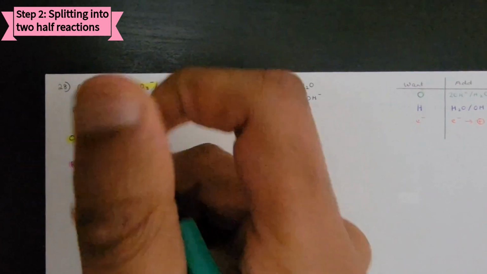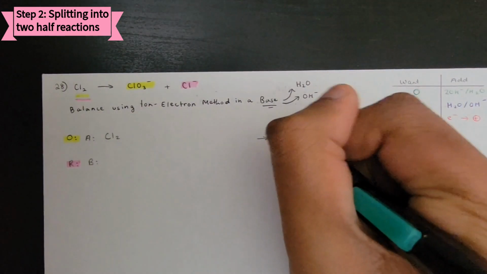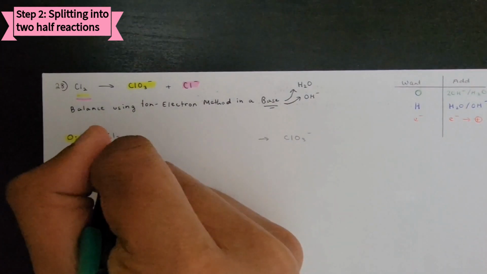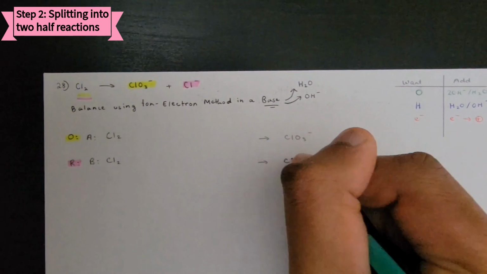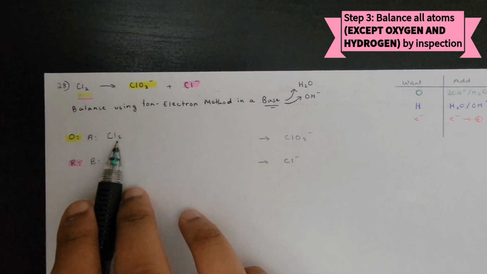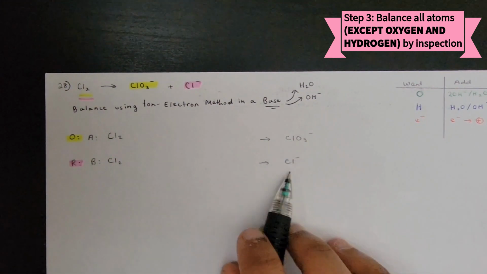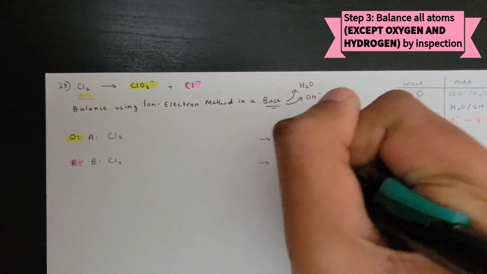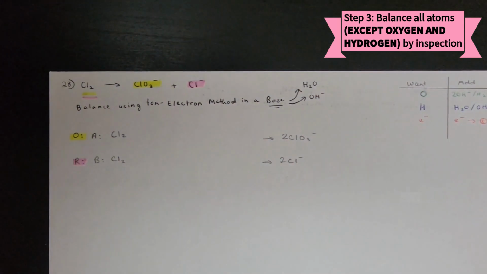Now let's write half reaction A, which is Cl2 on the left side, leave some space, arrow, and ClO3 minus on the right side. Now let's write reaction B, which is Cl2 on the left side, some space, an arrow, and Cl minus on the right side. We now have to balance by inspection, and we can see that there's two Cl's on the left side, whereas there's only one Cl on the right side for both half reactions. To fix this, we can just add a 2 coefficient in front of both ClO3 and Cl minus.